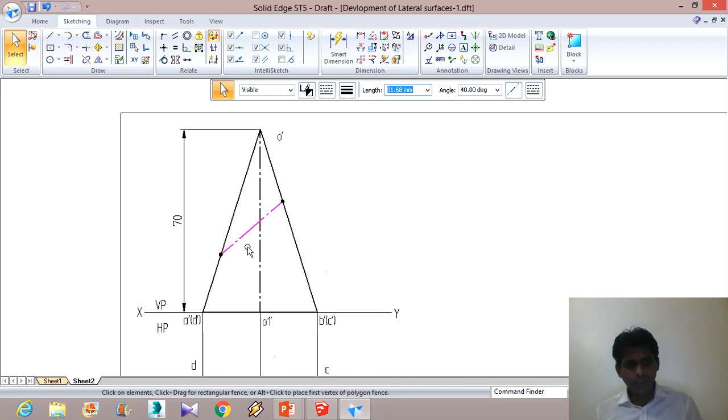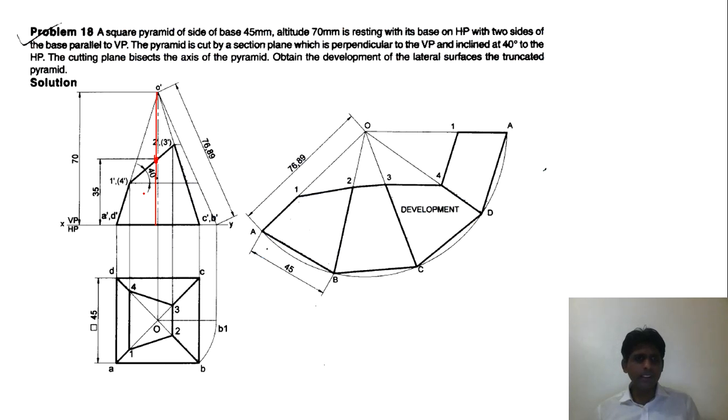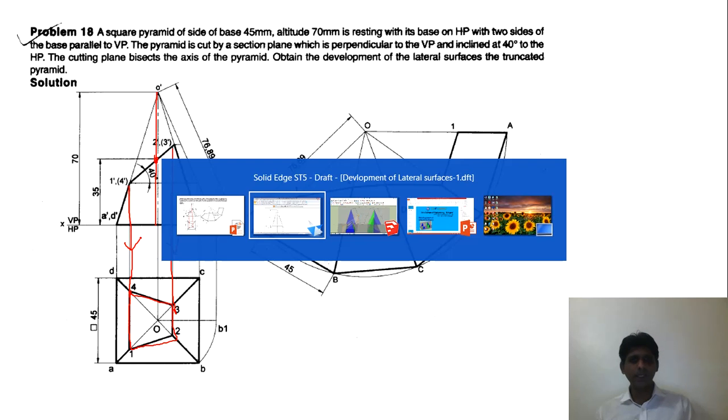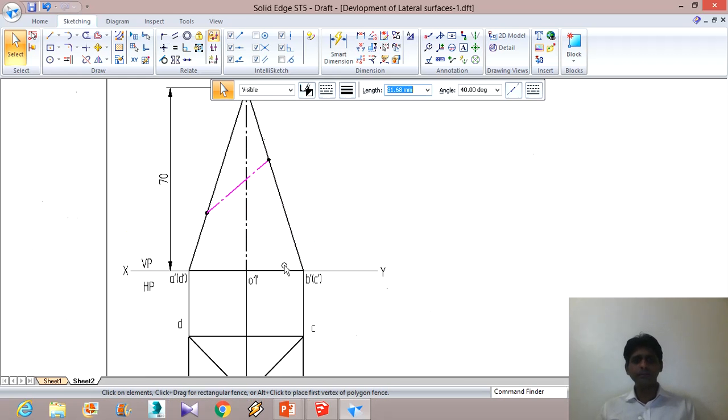Next we will now number this. This is 1 2 3 4. You can see here 1 2 3 4. We have to obtain this. So how to obtain this? Once we draw this, we can take the projections here and here, and that is how we can obtain this. I will show you how to do that.